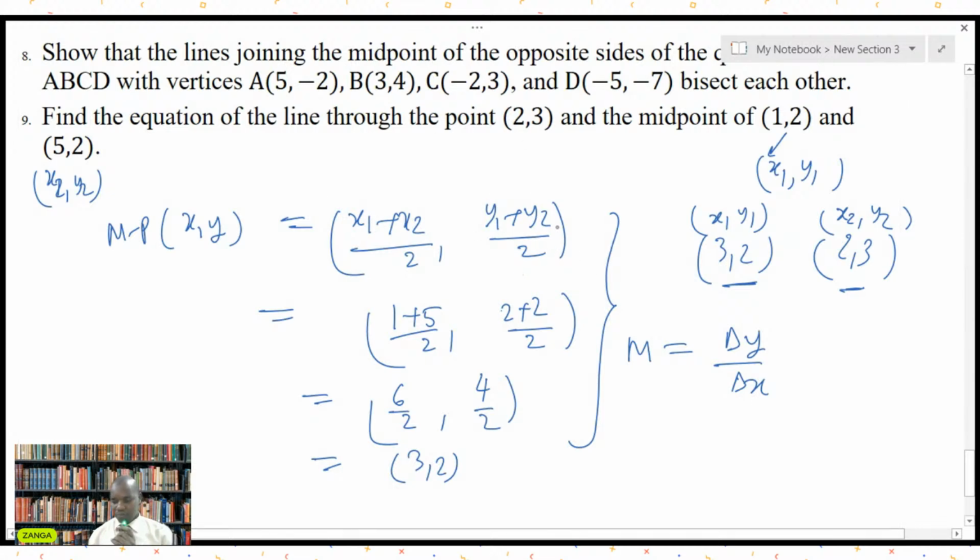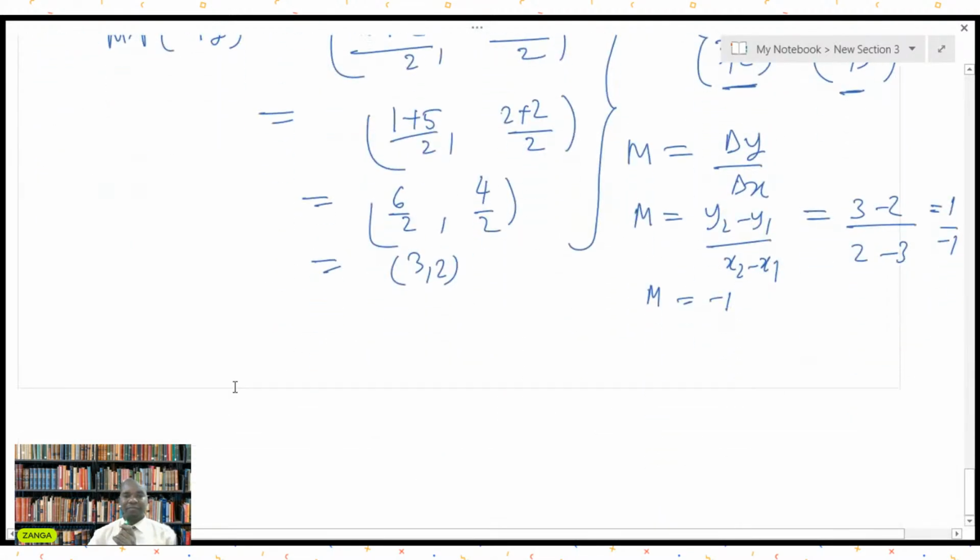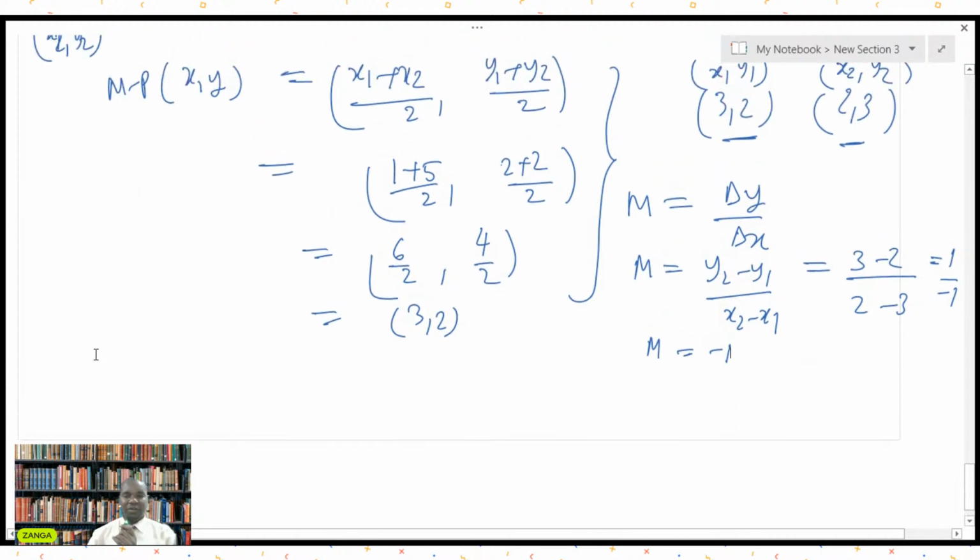So from here, dear students, the slope now will be y2 minus y1 over x2 minus x1. So we'll be having 3 minus 2 over 2 minus 3. Eventually you get 1 over negative 1. So the slope is negative 1. Okay. So we have slope negative 1, and we have x1, y1, which is (3, 2).